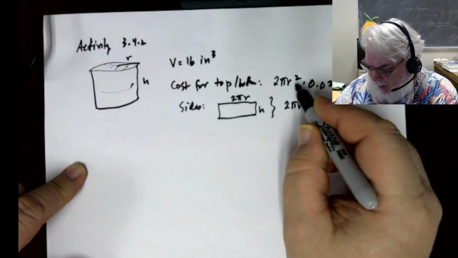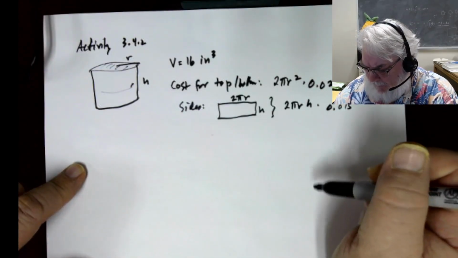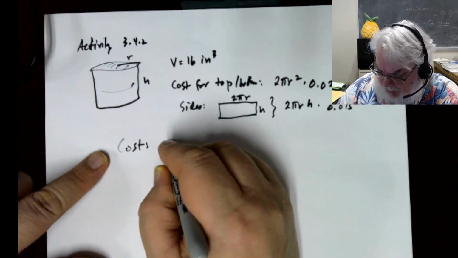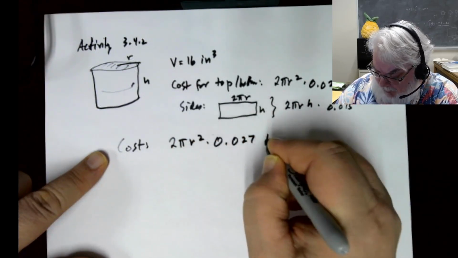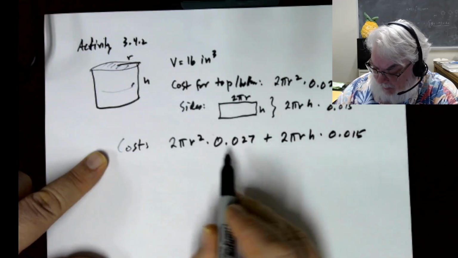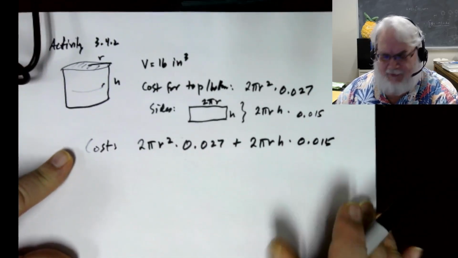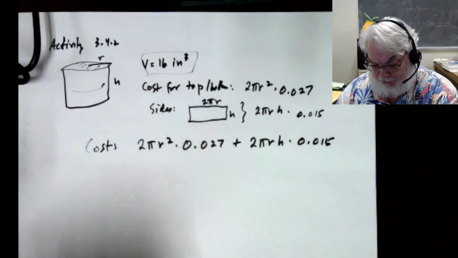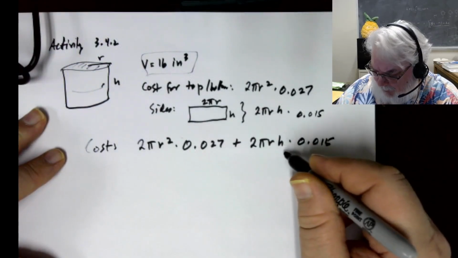But the problem, of course, is that we have both r and h. So is there a way we can put this together? The cost is going to be 2 pi r squared times 0.027 plus 2 pi r h times 0.015. The problem is that you have an r here and an h there, so we need to get this in terms of one variable. What we haven't used yet is the fact that the volume is fixed at 16. So the volume gives us a way of substituting for the h.